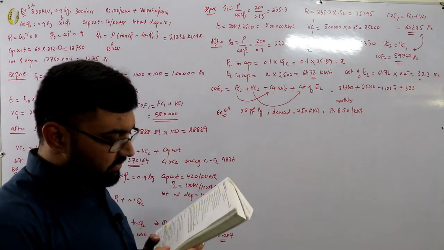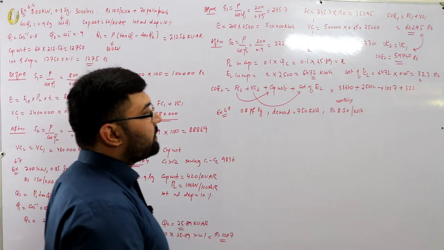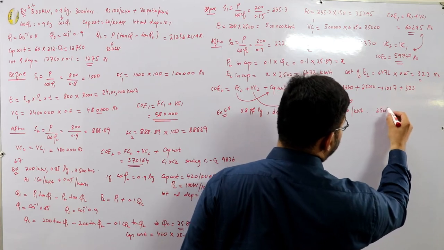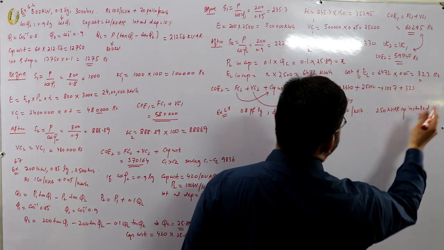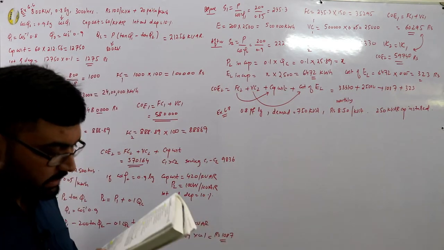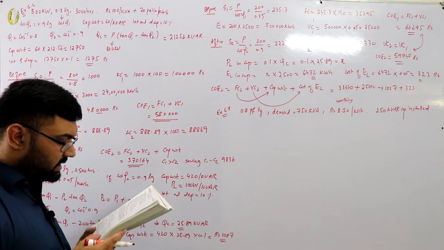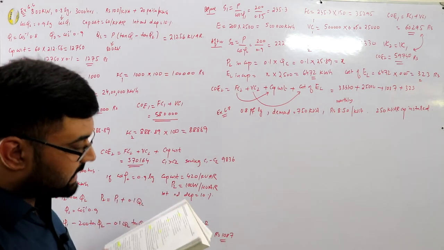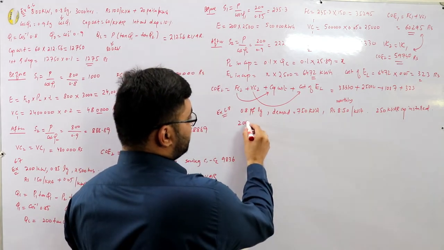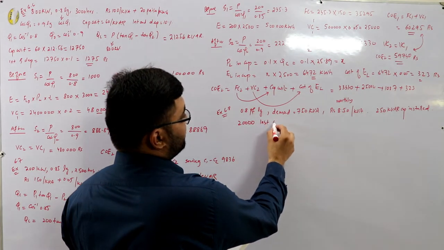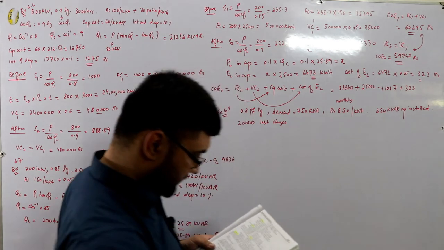To improve the power factor, 250 kVAR capacitors are installed with negligible power loss. No power loss. The installed cost of the equipment is 20,000, and fixed charges are estimated at 10% per year. So 20,000 is the installation charges, and 10% is what is estimated per year. Calculate the annual saving effected.